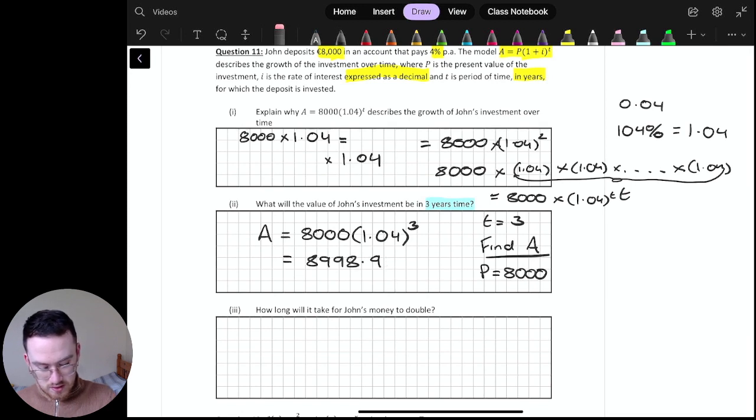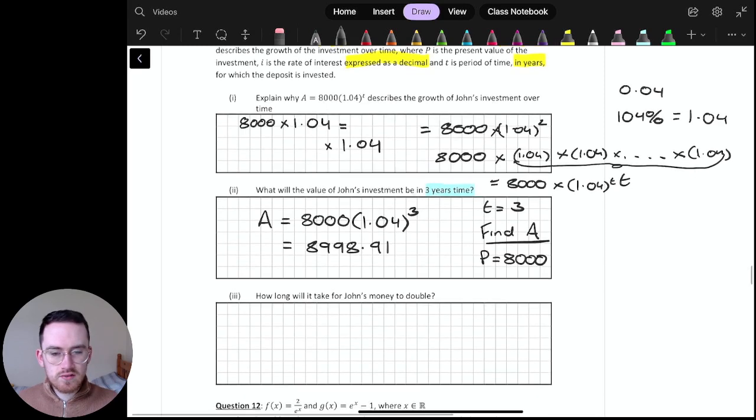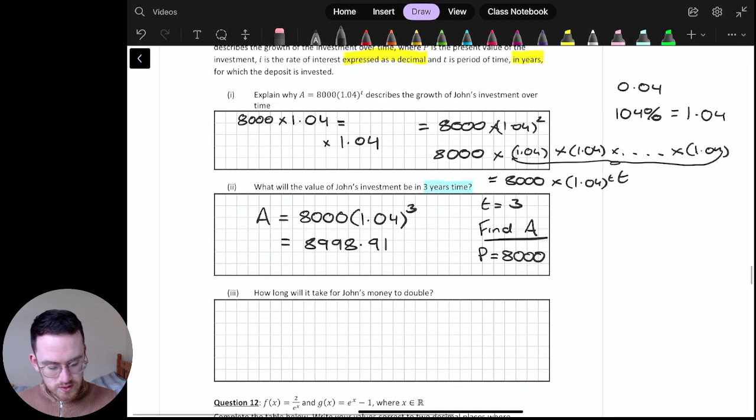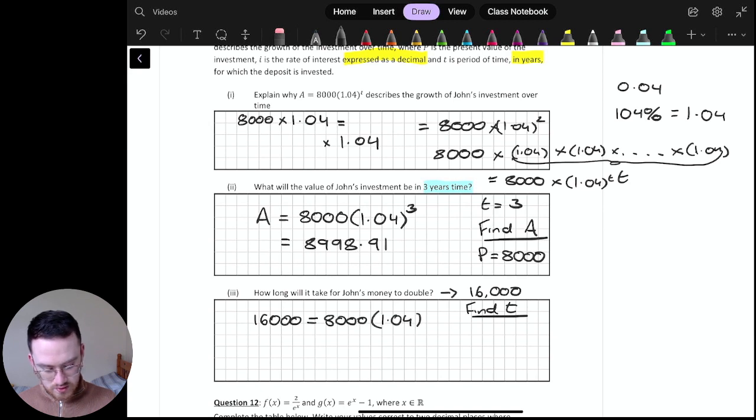And let's see, 91. So 8,998 and 91 cents. Okay, so that's the value of John's investment in 3 years' time. Then we're asked, how long will it take for John's money to double? So essentially, how long will it take for him to have 16,000? So we're trying to find T. Okay, so 16,000 is equal to, same formula, 8,000 by 1.04^T.